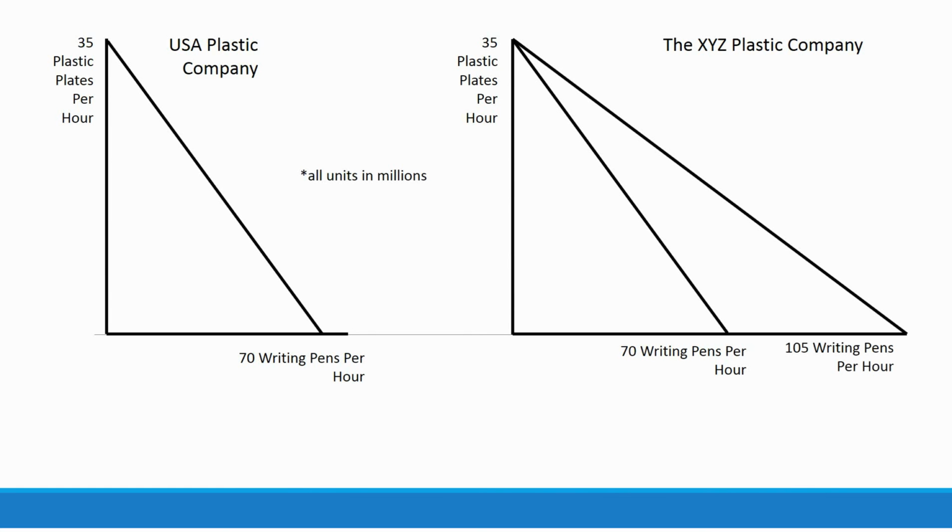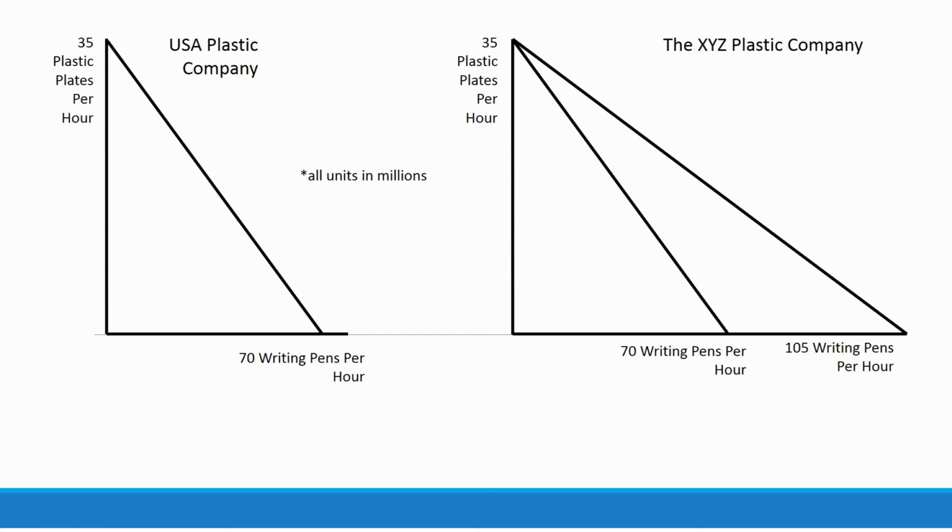To illustrate this, you can see that the PPC curve has shifted to the right, and the number of pens of production per hour, as you saw in the video, increases. So instead of having 70 writing pens per hour, we now have 105 writing pens per hour. This is division of labor.